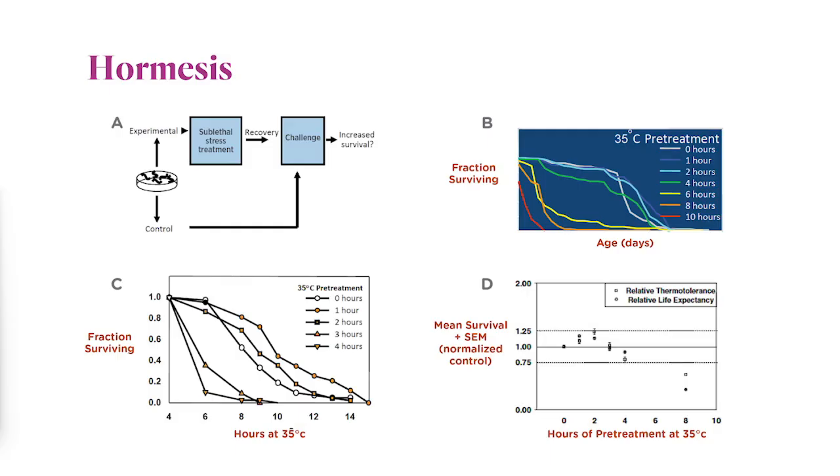Importantly, hormesis may explain why antioxidant supplementation often shows detrimental effects in model animals. Antioxidants may suppress the hormetic response and paradoxically lead to lowered defenses and shortened lifespans.